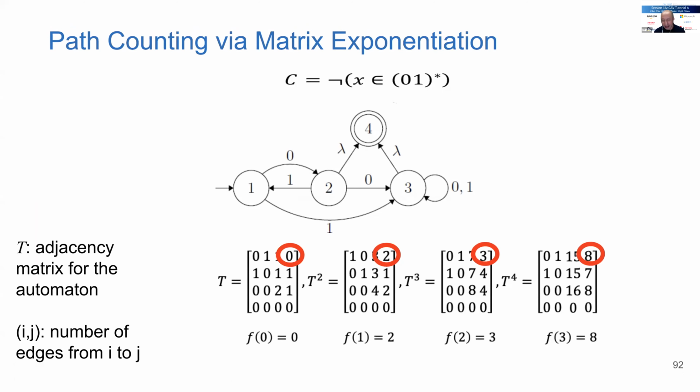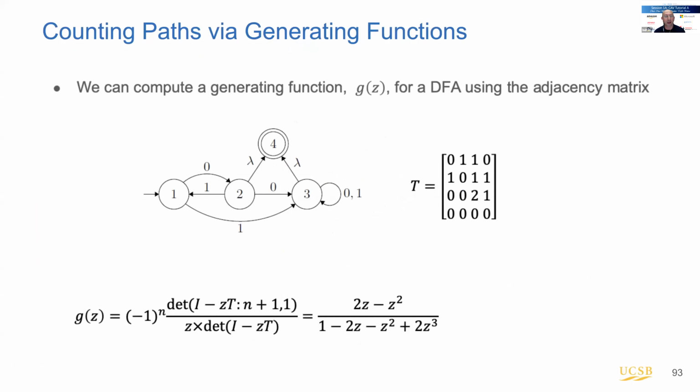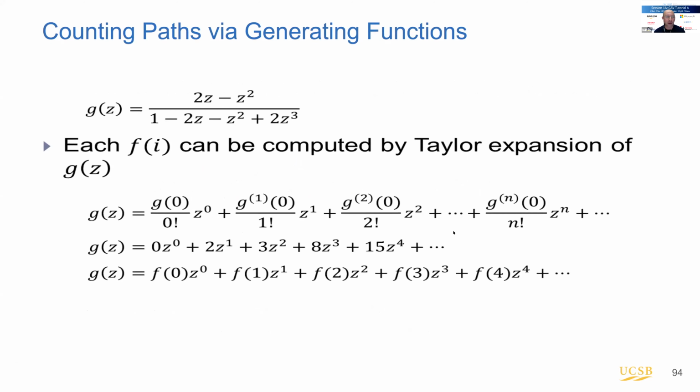And this is great. There are even more sophisticated techniques to do the same thing. There is something called generating functions that you can compute. I won't get into the details, but you can generate a generating function for a graph using the determinant of the adjacency matrix. This is the formula here. For this automaton, it will generate this generating function. Then you can do the Taylor expansion of that generating function. And if you look at the coefficients of the terms, by magic, there is a proof of this.